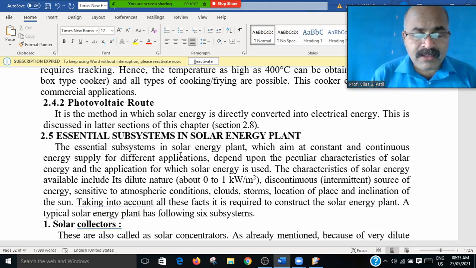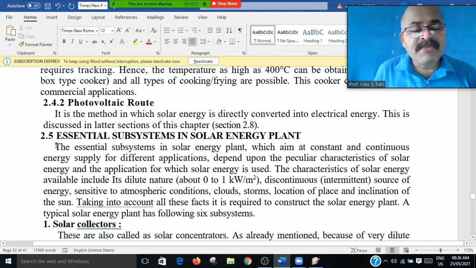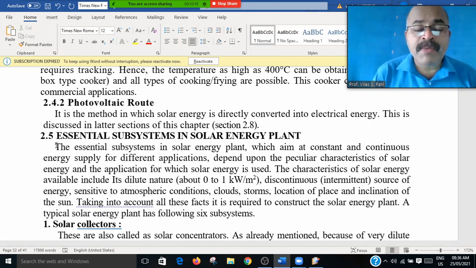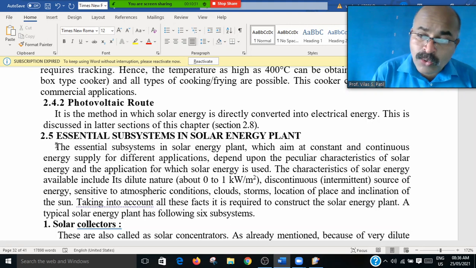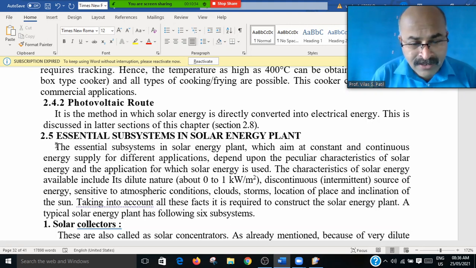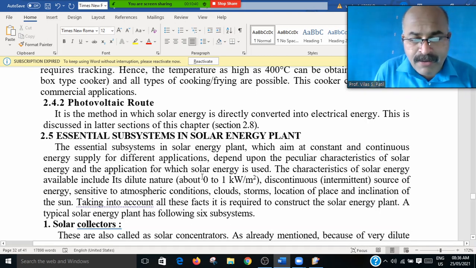what should be the aspects there? What will be the aspects in a subsystem in a solar plant, that will be studied here. The essential subsystems in a solar energy plant aim at a constant and continuous energy supply for the different applications. We know that solar energy is used for different applications, and we have to take into consideration all those blocks, all those essential subsystems utilized inside the solar energy plant, which depend upon the peculiar characteristics of solar energy and the application of solar energy used.